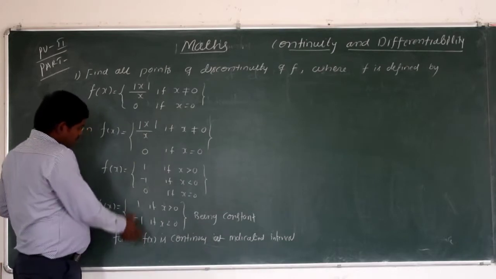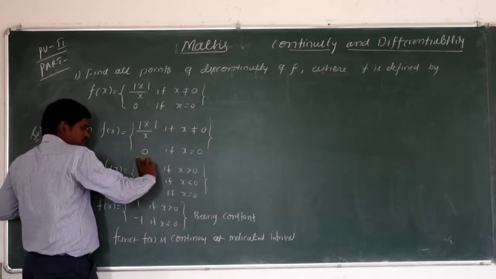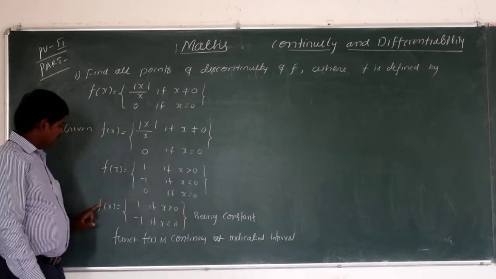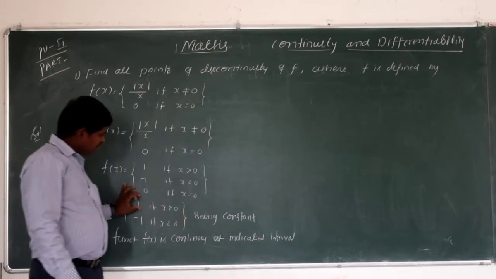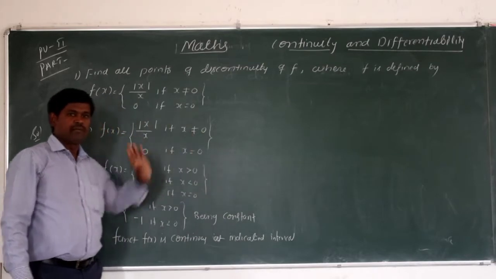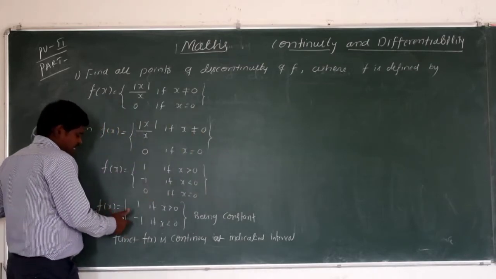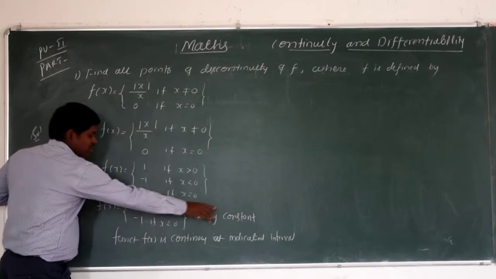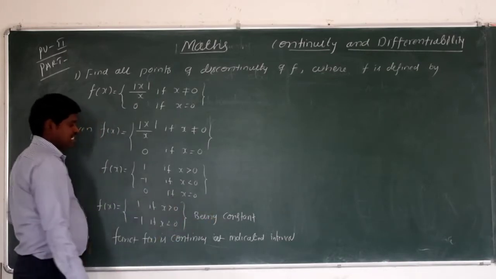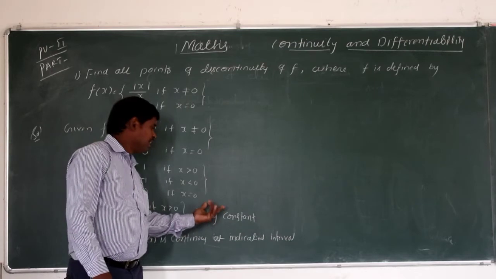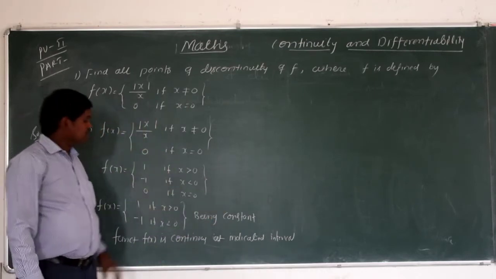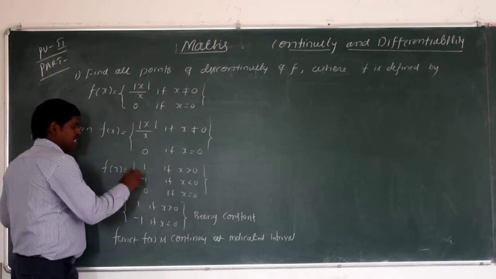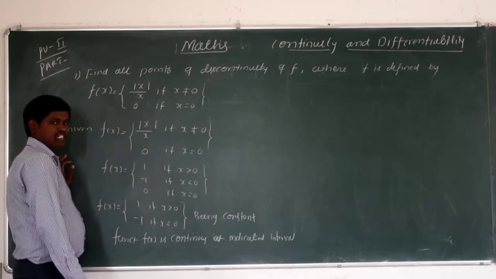Particularly, I am taking this point. If x is greater than 0, then f of 1 is 1. Being a constant function, it is continuous everywhere there. And f of x is equal to minus 1 if x is less than 0. Being a constant function, f of x is continuous on the indicated intervals. Now we shall discuss the continuity at x equal to 0. What is the continuity at x equal to 0?